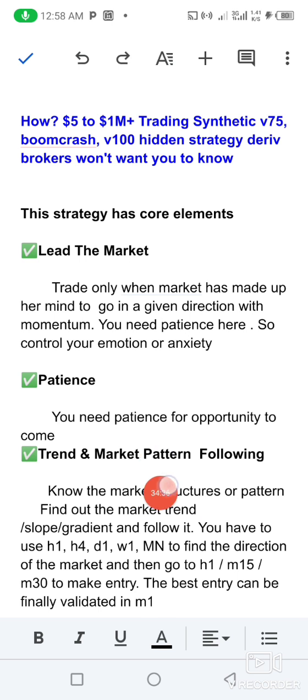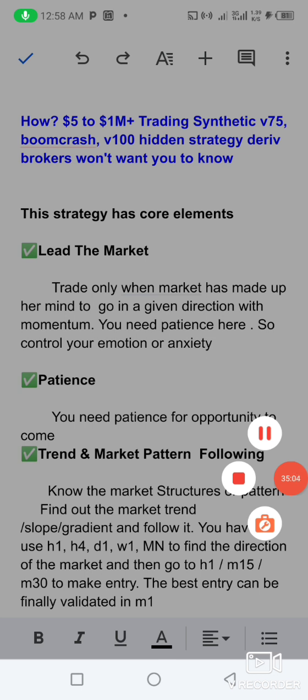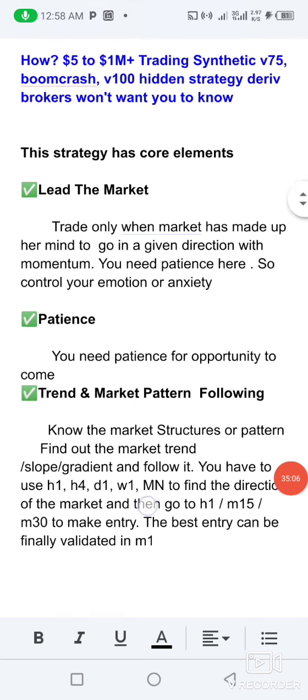Like when a pattern forms, there are a lot. Before I finish this video, I will show you what I mean by pattern. There are a lot of patterns. We have rising wedge, falling wedge, bullish triangle, bearish triangle, bullish rectangle, bearish rectangle, flags, ascending triangle, descending triangle, and equidistant triangle or symmetrical triangle. All these things you have to learn. I'm going to show you some of them in a while before I end this video, so let me continue.